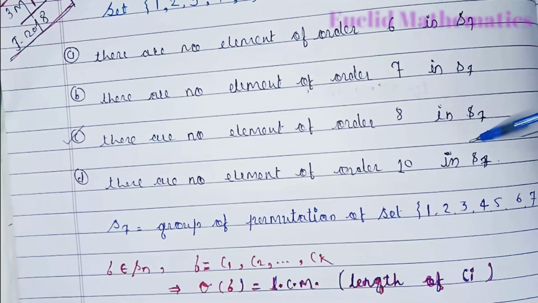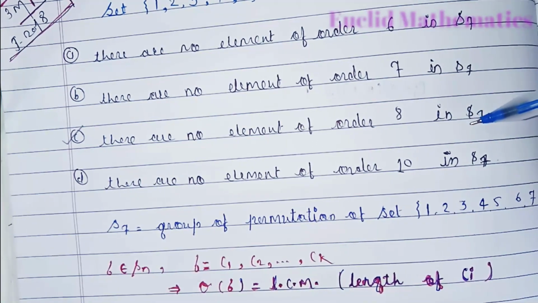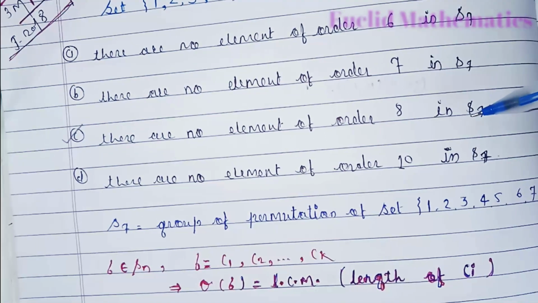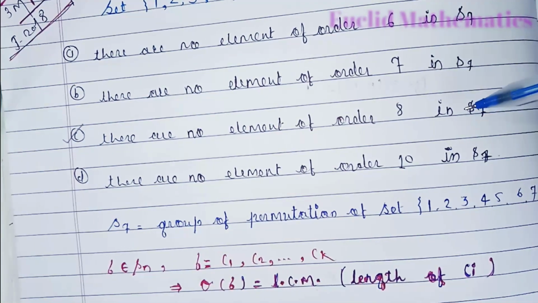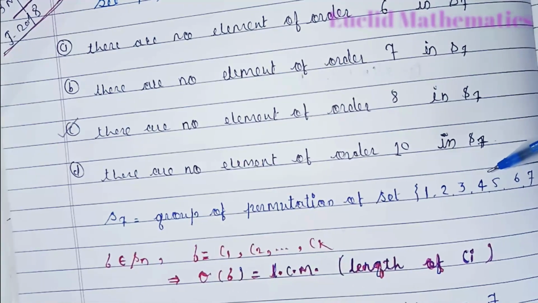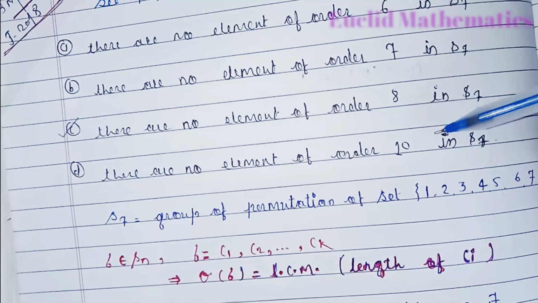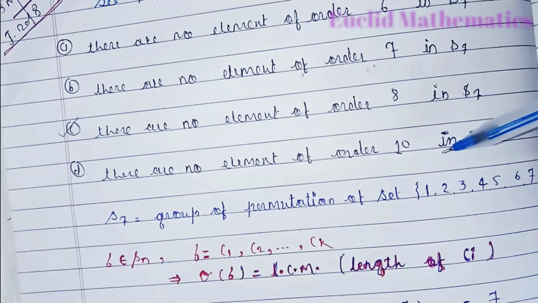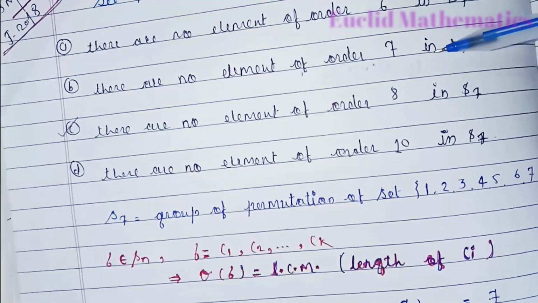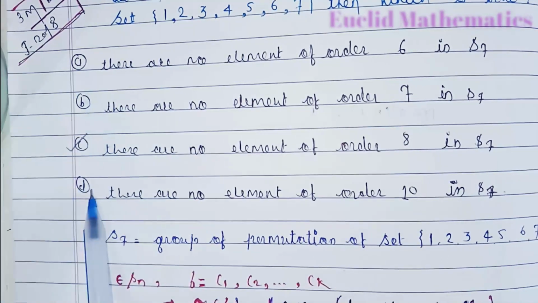Now option C says there is no element of order 8. Exactly, we didn't find any element whose order is 8 in our S7, so this option is correct. Now let's check the fourth option. It says there is no element of order 10 in S7, but we found an element whose LCM of 2 and 5 is 10. That means we have an element whose order is 10. So within the four options A, B, C, D, only option C is correct and the remaining A, B and D are wrong.